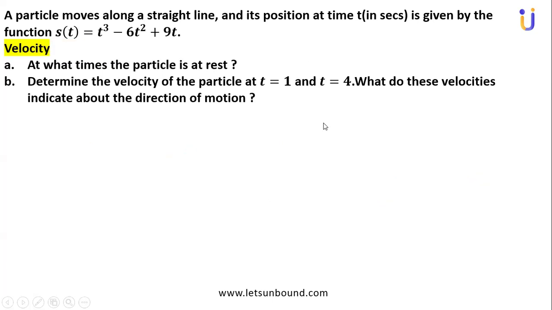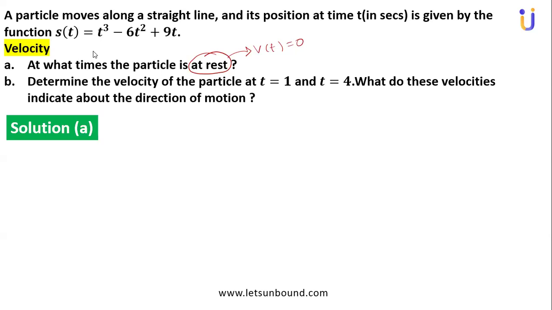Now, at what times is the particle at rest? Determine the velocity of the particle at t equal to 1 and t equal to 4. What do these velocities indicate about the direction of motion? Okay, let's solve the first one. At what times is the particle at rest? Rest. What do we see? v of t is 0, right?